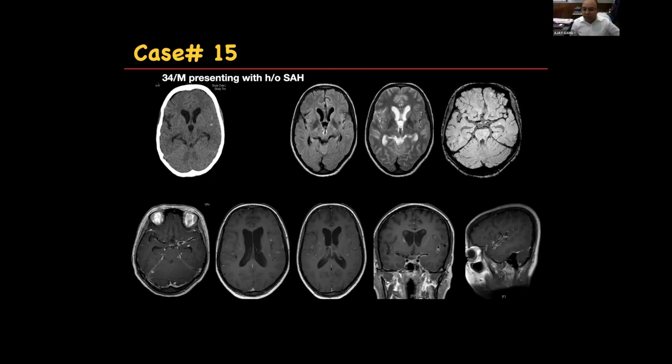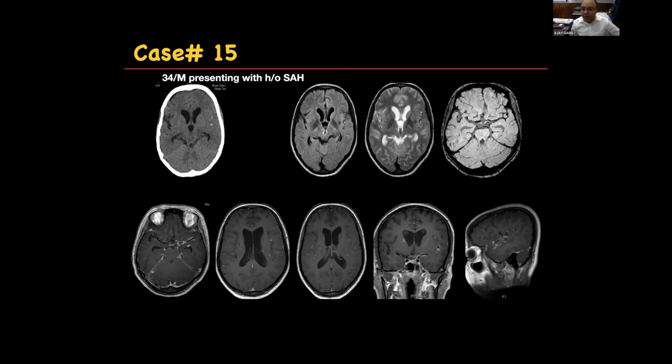What has happened to this blood vessel? There is a concentric enhancement of the blood vessel. Okay, that is on the sagittal image; also you can see the enhancement of the MCA branches. So this is a case of vasculitis.